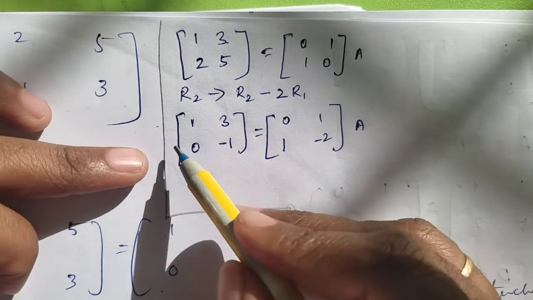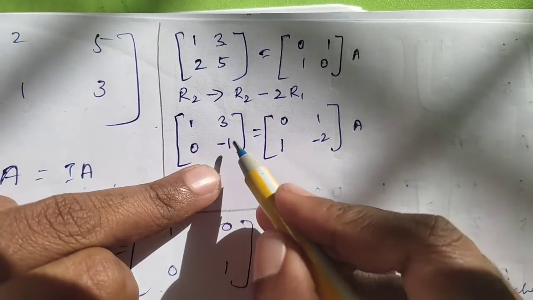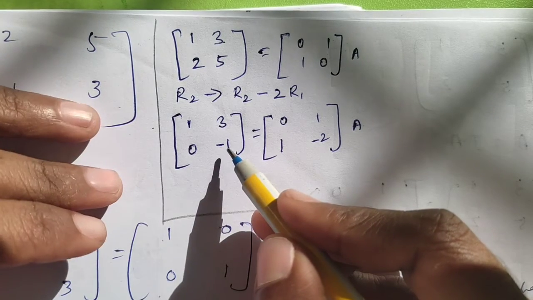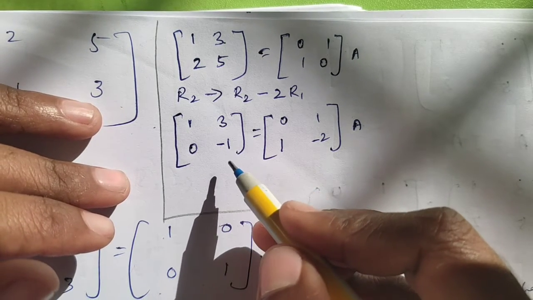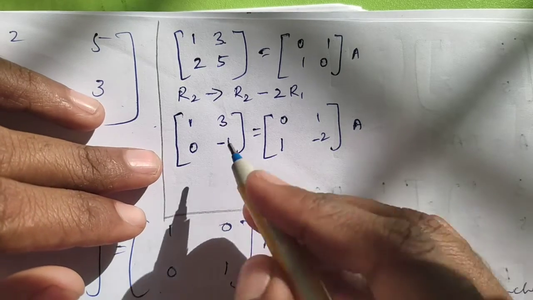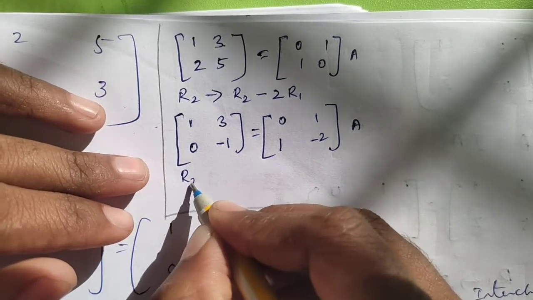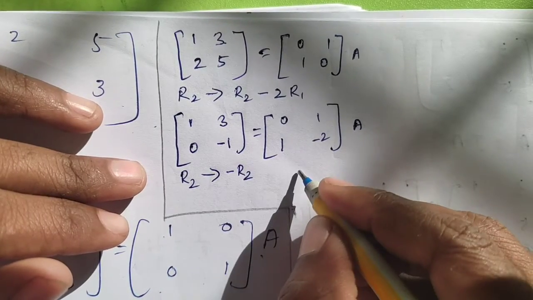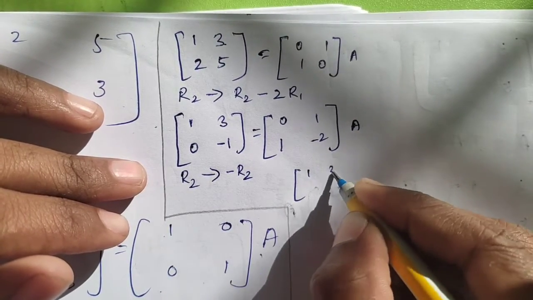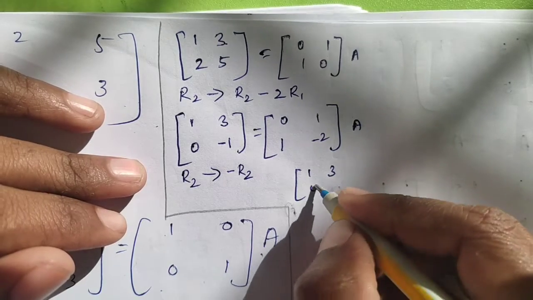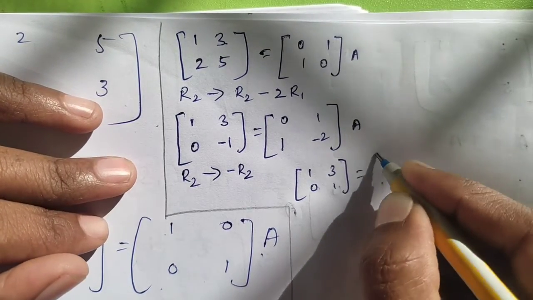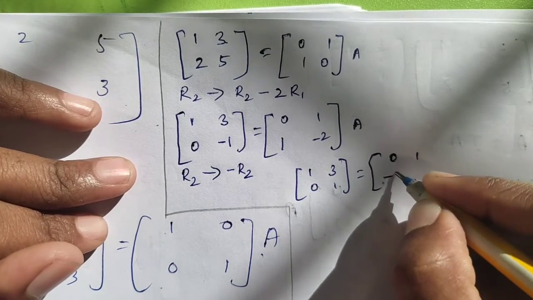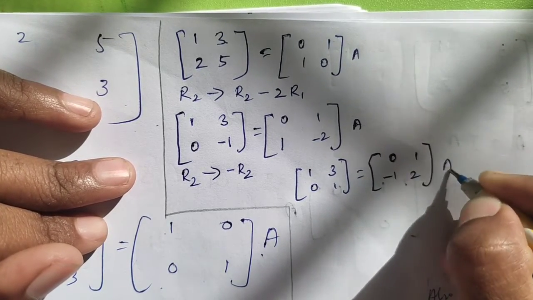Our next step is you should make this element 1. Since we have minus, we can just multiply by minus 1. So it will become 1. So R2 tends to minus R2. So what happens? 1, 3, 0, 1 equal to, here 0, 1 minus 1 2 into A.